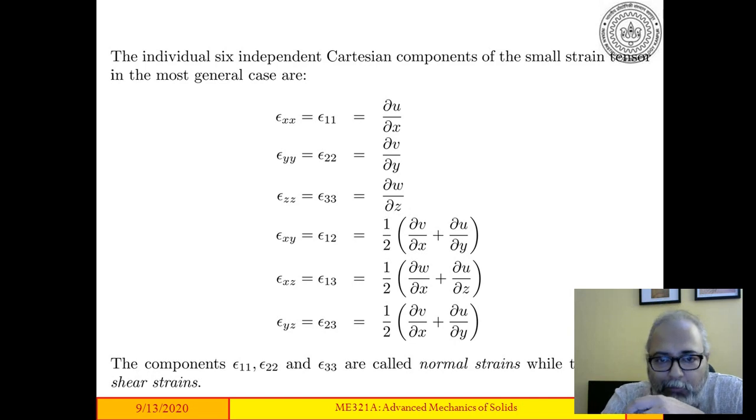Again, you have probably seen this in your MOS course, but I'll just repeat this in 2D. It's not very difficult to visualize. It's important to realize that the first three components and the last three components of the small strain tensor have somewhat different connotations physically.